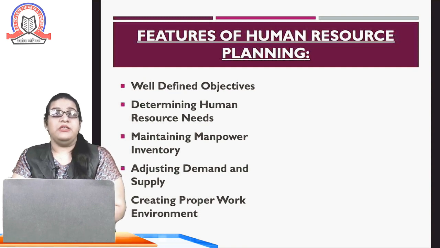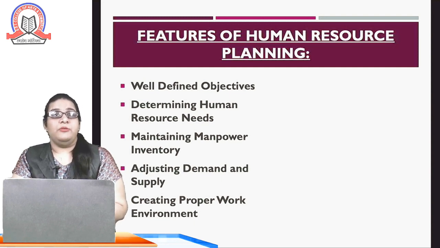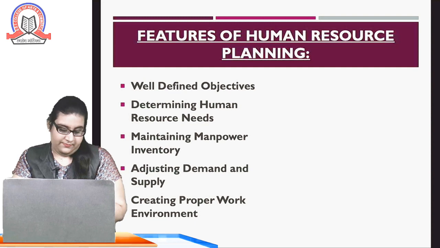The next is creating a proper work environment. So HRP helps in ensuring proper HR policies which maintain a good, positive work environment in a company. HRP helps in creating a good environment in the company by formulating different HR practices, a positive work environment, and providing different incentives and benefits to the company. So these all will be ensured during the planning stage.